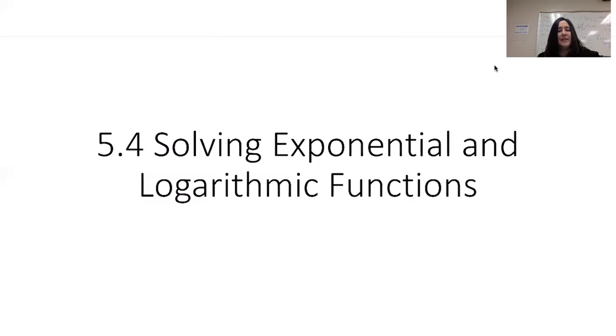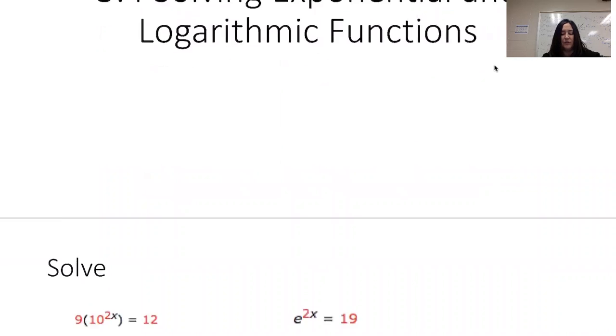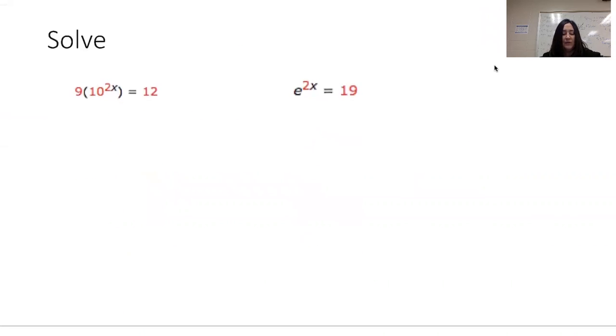Good morning. Today's lesson is 5.4, which is solving exponential and logarithmic functions or equations. So the first thing that we're going to do is solve some exponential equations. What you have to do first is isolate the exponential. So we have to get rid of this 9. So we're going to divide both sides by 9.